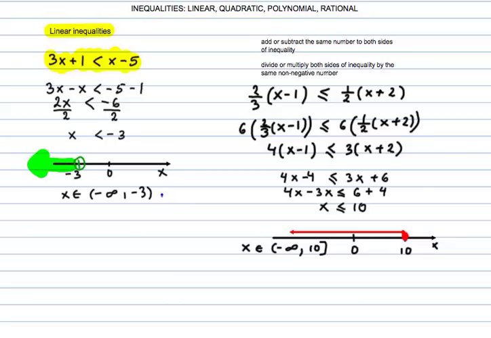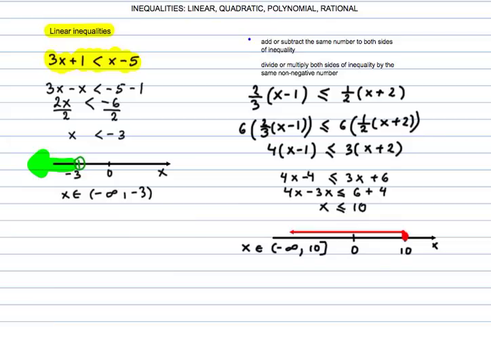So this is the solution to this inequality. And now we will move down to this example, a little bit more complex. But the idea here is the same: find an interval that would satisfy this inequality. So recall the rules that we have to follow while working with inequalities.